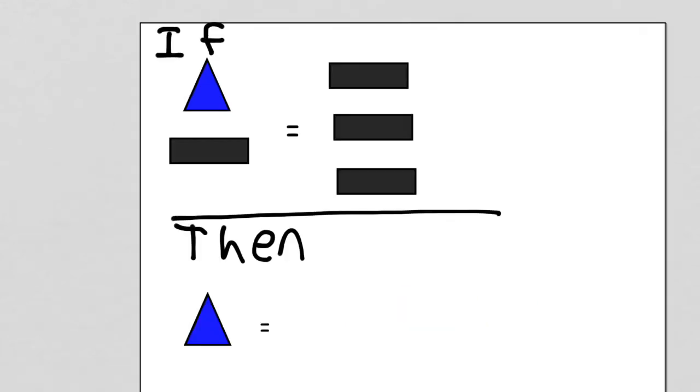Okay, let's look at another puzzle. The if part: I have one blue triangle and a black rectangle equals three black rectangles. Let's look at the if part and see if there's anything that's the same on both sides of the equal sign. I recognize that I have a black rectangle there I can cancel, and a black rectangle there I can cancel. Now if I look at the if part, it shows me that one blue triangle equals two black rectangles. So there's my then.